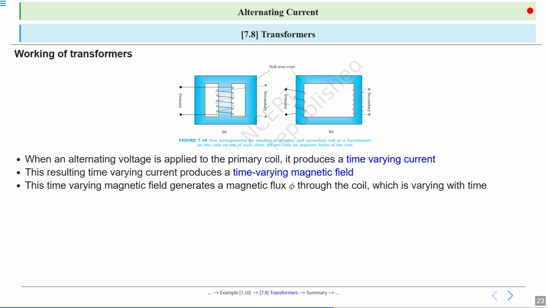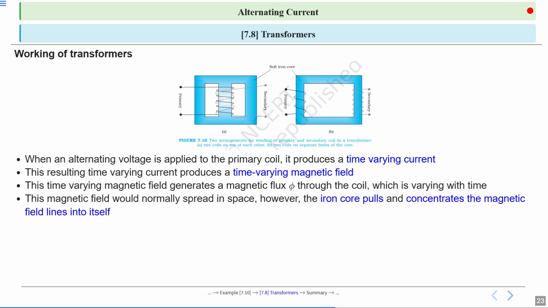What is magnetic flux? It is the number of field lines passing through the coil. If the number of field lines passing through the coil is changing because the magnetic field is changing with time, the magnetic flux will also change with respect to time. This magnetic field would normally spread in space.